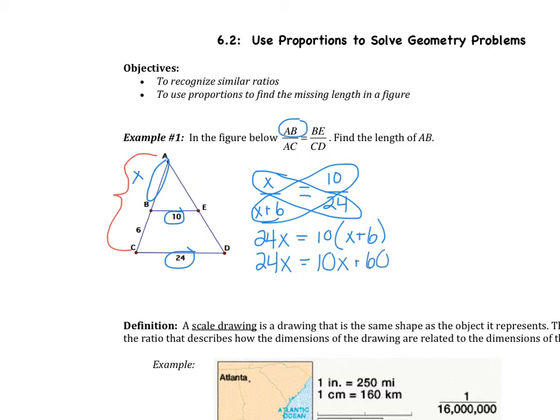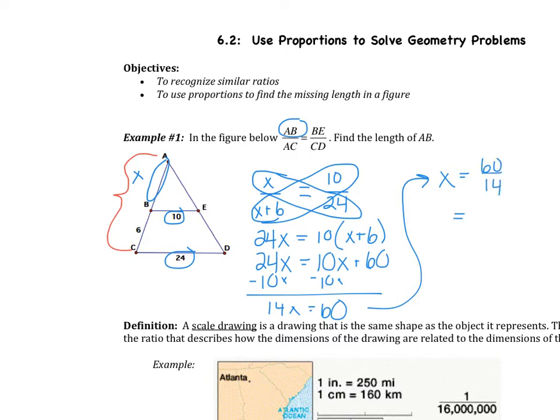And let's solve for X. We're going to subtract 10X from both sides. You get 14X equals 60. Come over here, divide both sides by 14. X is going to equal 60 divided by 14. That reduces to be 30 over 7, or 4.3 if you approximate. Okay, so that is how you would do the first problem.